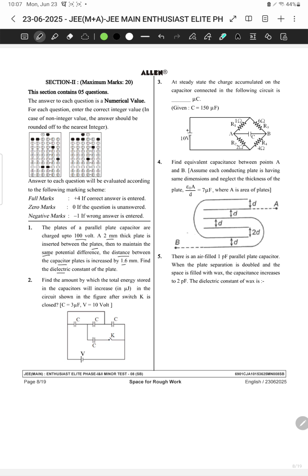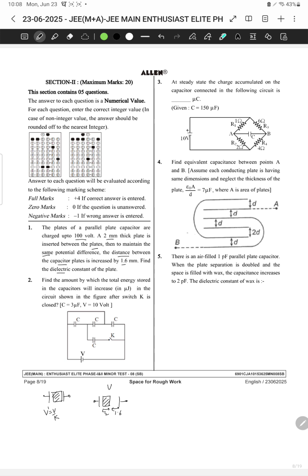First of all, there's a capacitor where the dielectric medium is inserted. It is charged up to 100 volt. Now the dielectric medium is inserted, so we know the potential decreases by K. So to maintain the same potential difference, the distance is increased, so we decrease the capacitance. That means the capacitor is somewhat like this. This one is with dielectric, this one is without dielectric.